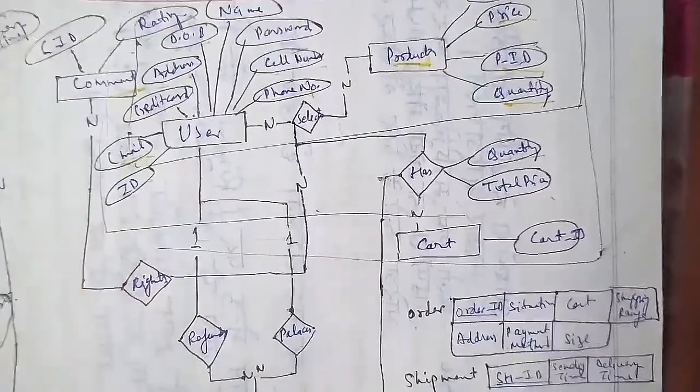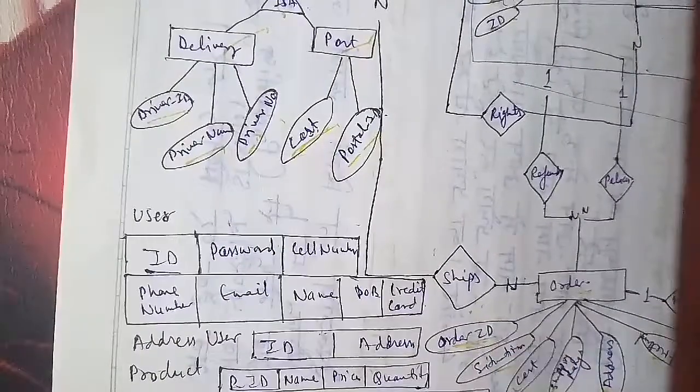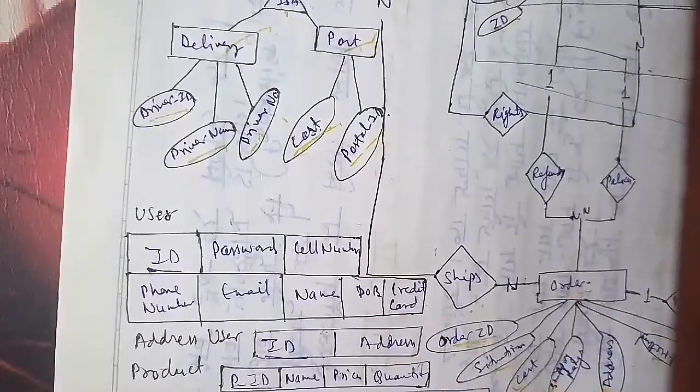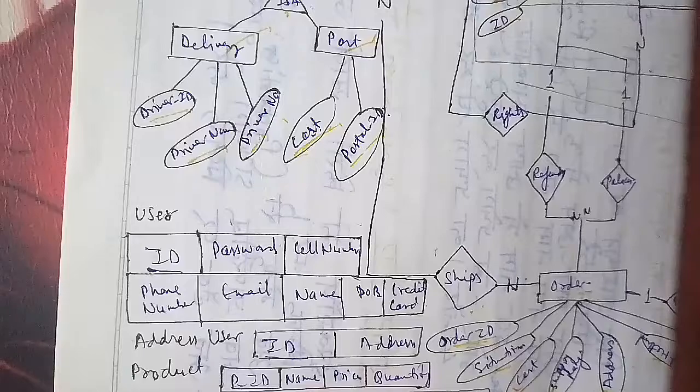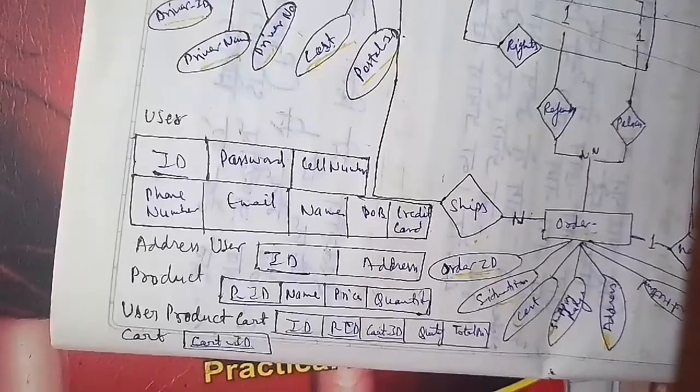And in the same case, we have to know about the user here. The requirements of the user are the user ID, password, cell number, phone number, email, name, date of birth, and the credit card as well.